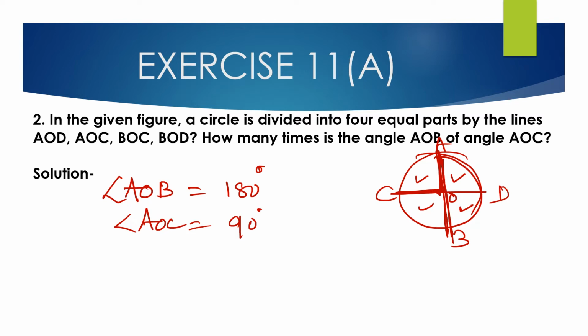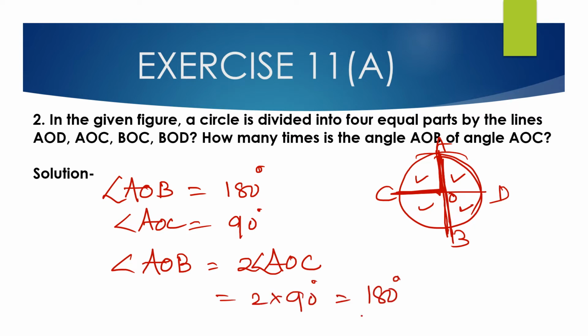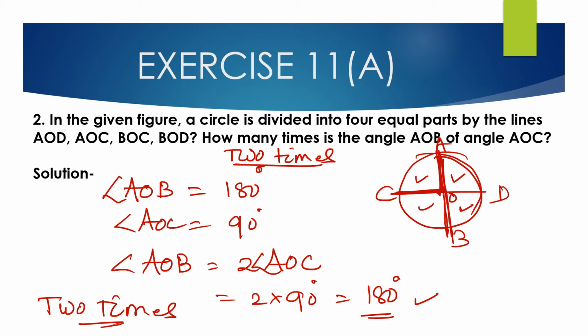So how many times is the angle AOB of the angle AOC? Angle AOB is twice of angle AOC. 2 times 90 degree is 180 degree. So the answer is twice, or two times. The angle AOB is two times of the angle AOC.